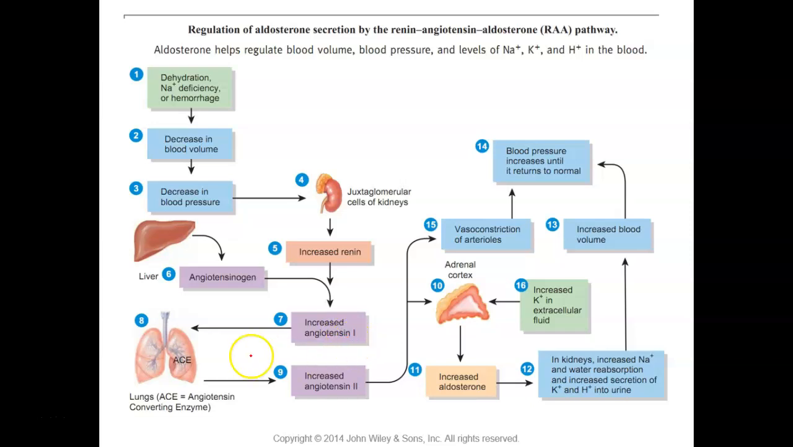In the lungs, there's something called ACE, which is angiotensin converting enzyme. That converts angiotensin 1 into angiotensin 2. Angiotensin 2 is going to do a couple things. That's going to stimulate the release of aldosterone from the adrenal gland. The other part is that it's going to lead to vasoconstriction of the arterioles. The vessels are going to constrict in size, which is going to increase the pressure traveling through those localized vessels.